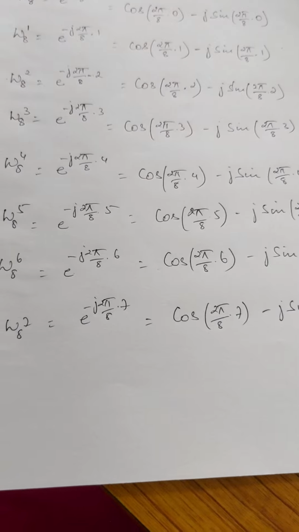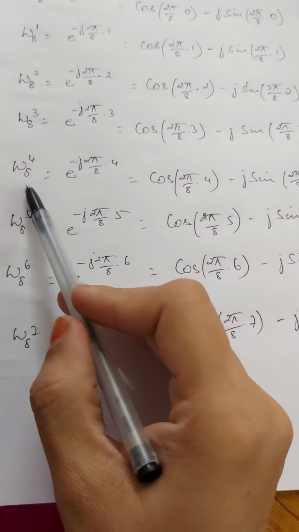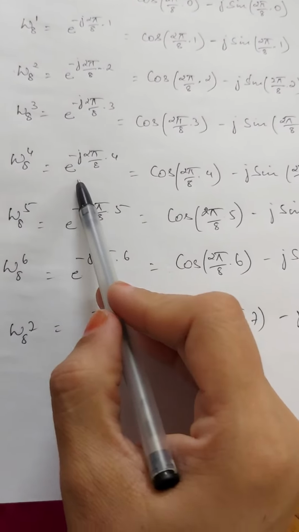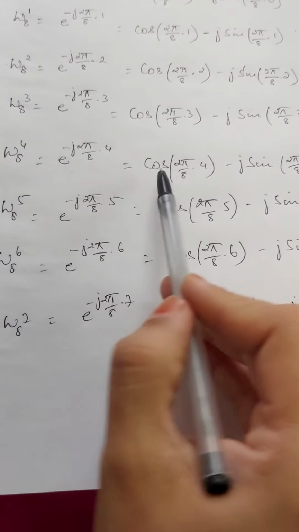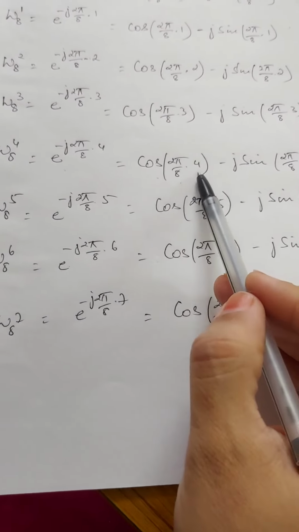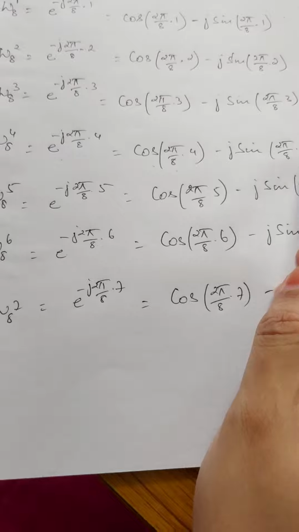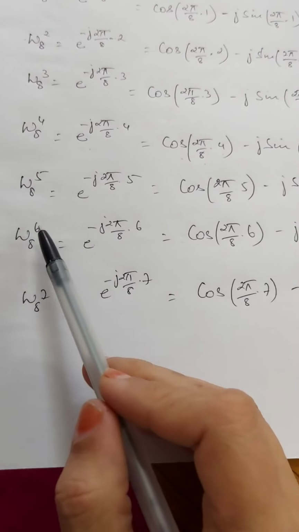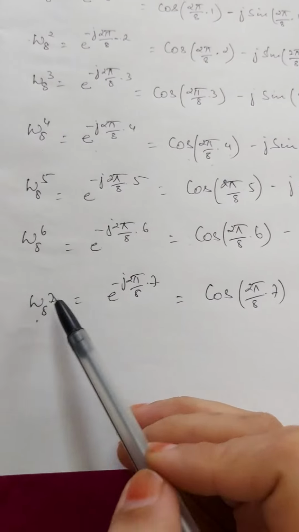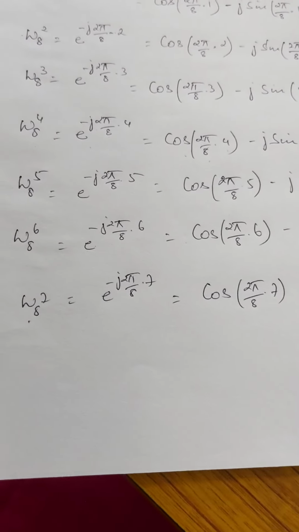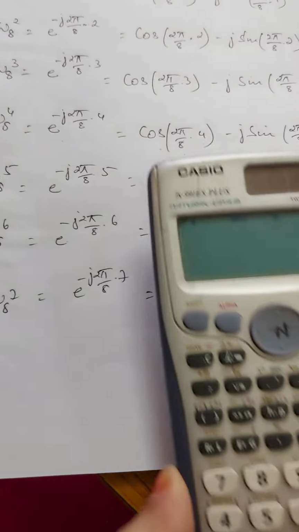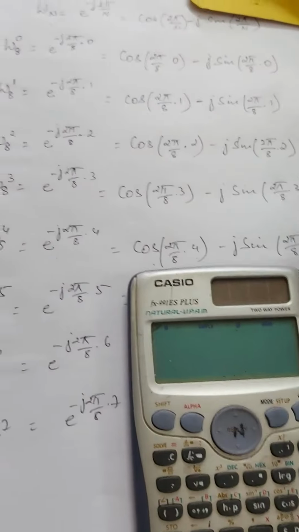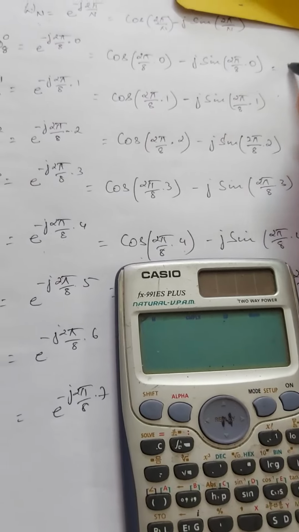In the same way, W8 to the power of 4 is equal to e to the power of minus j 2 pi by 8 into 4, cos of 2 pi by 8 into 4 minus j sin 2 pi by 8 into 4. In the same way, we will calculate W8 to the power of 5, 6 and 7. Now we will see how to do this in the calculator. As you know, W8 to the power of 0 will always be equal to 1.